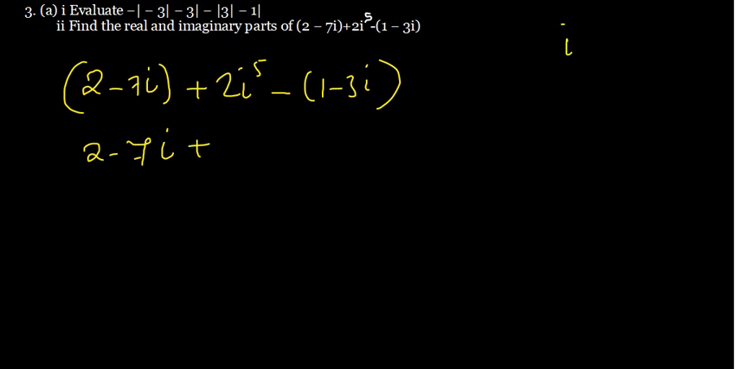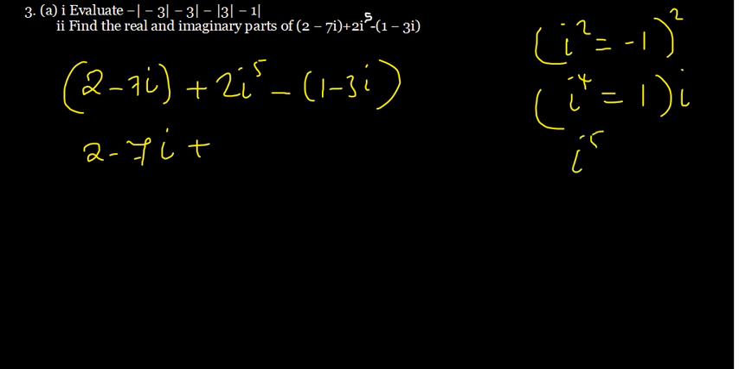We know that i squared is negative 1. If I square everything here, i squared becomes i to the power 4. Negative 1 squared is positive 1. If I multiply this by i, i to the power 4 times i is i to the power 5. 1 times i is i. So i to the power 5 is the same as i. So this is the same as 2i.